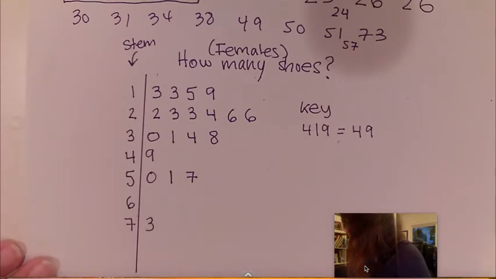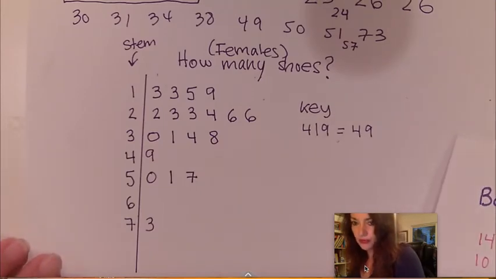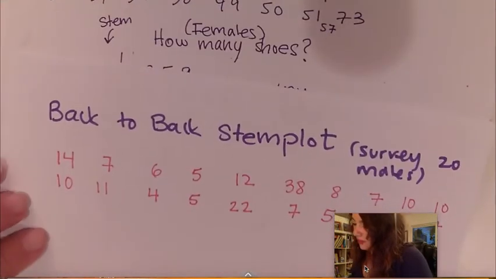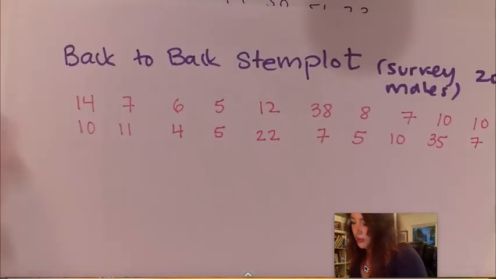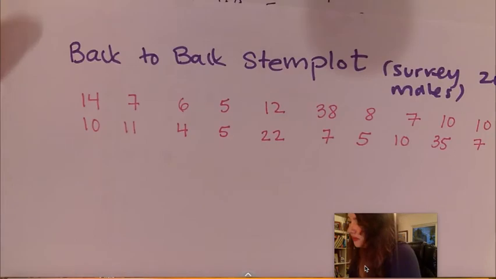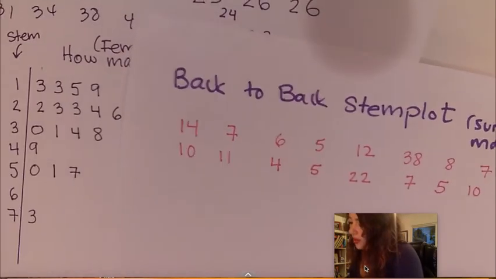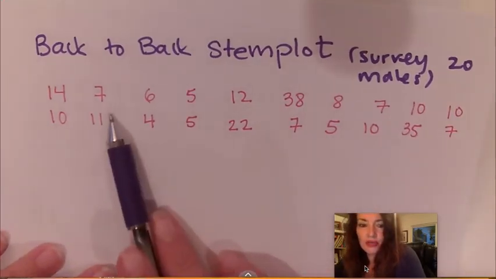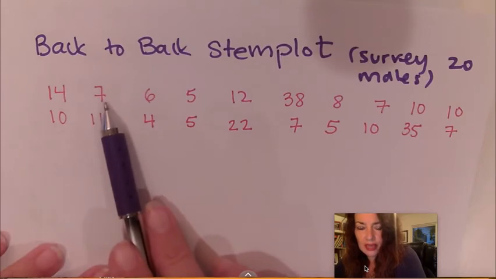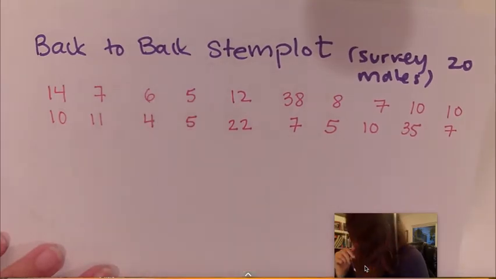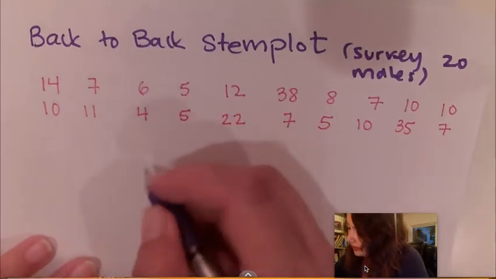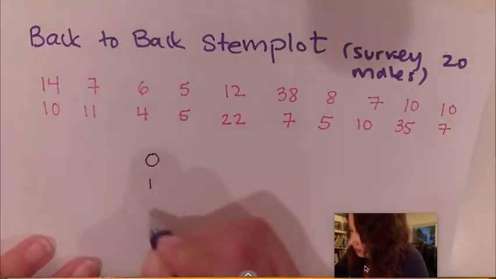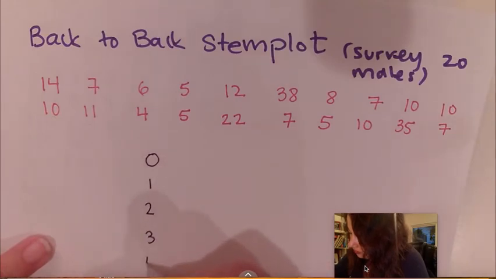Now let's do the same thing if we have to compare it to, we asked the same questions for males. And we said, how many pairs of shoes do you have? And this is their data. So how would we create a back-to-back stem plot comparing the two? Well, I could create a stem plot for the males, just like what we did. And if you can see, we have numbers that are less than 10, 7, 6, 5. So how would you do that? Well, you can easily write down 0, 1, 2, 3, 4, 5, 6, 7.